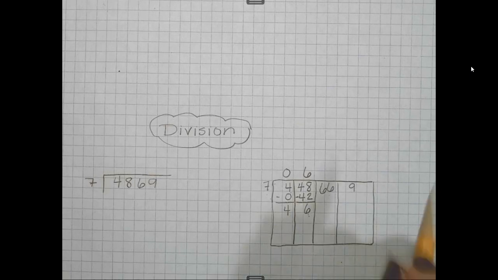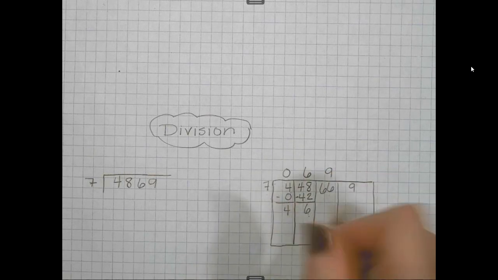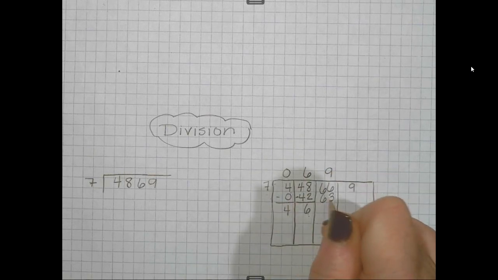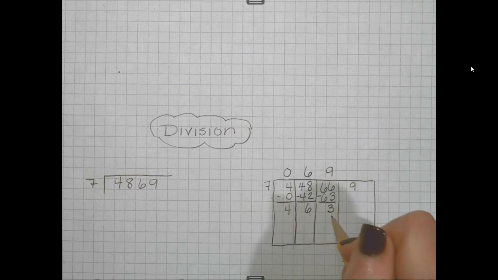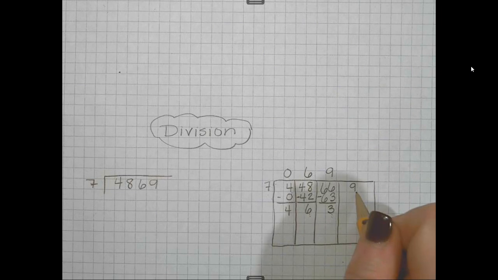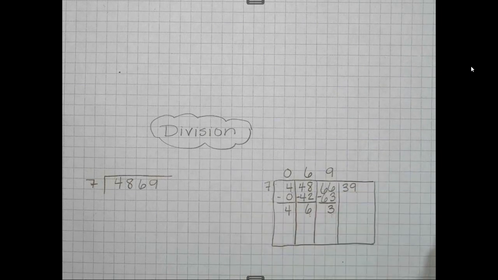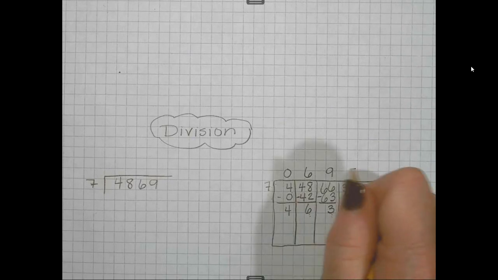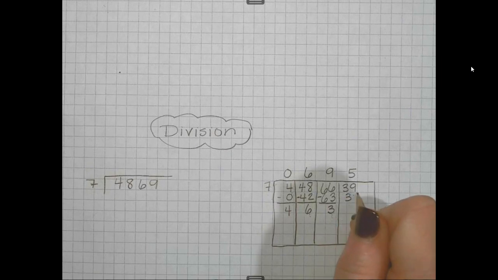So now we have 66 tens that we're going to make equal groups of 7 with. All right. I actually could make 9 groups of 7 with 66. And that's because 9 times 7 is 63. All right, I still have 3 groups of 10s that I can't make equal groups of 7 with. So these 3 10s are going to get regrouped as 30 ones, and I'm going to put it with the 9 ones, and now I have 39 ones.